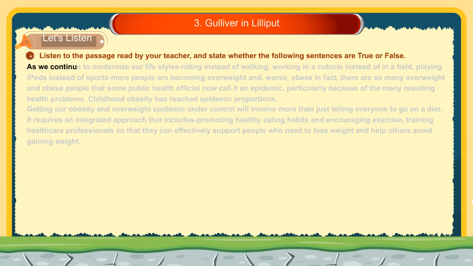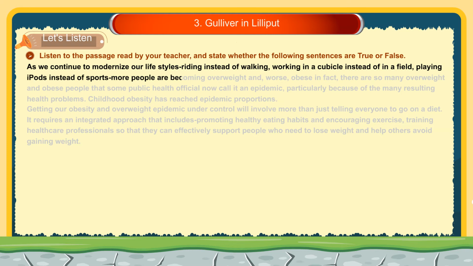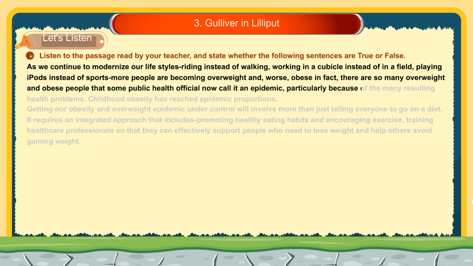As we continue to modernize our lifestyles, riding instead of walking, working in a cubicle instead of in a field, playing iPods instead of sports, more people are becoming overweight and worse, obese in fact. There are so many overweight and obese people that some public health officials now call it an epidemic, particularly because of the many resulting health problems. Childhood obesity has reached epidemic proportions.